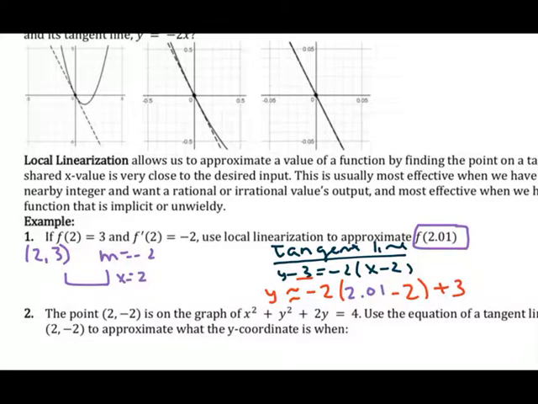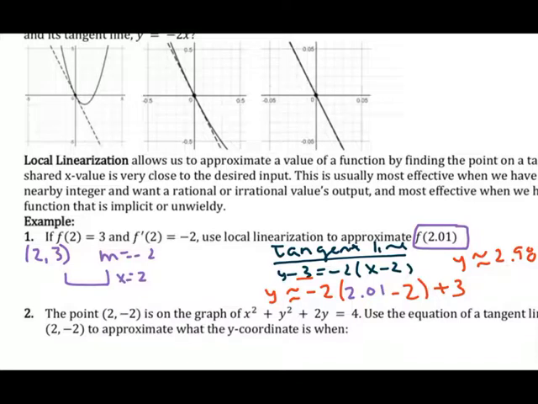I'm going to plug that into the calculator. That's going to give me that y is approximately 2.98. So our approximation based on the information that we were given is 2.98. That's the process that we're going through. So we're going to be looking at a function, we're going to be looking at the slope at a particular value of that function, and we're going to be setting up a linear equation to approximate another value.